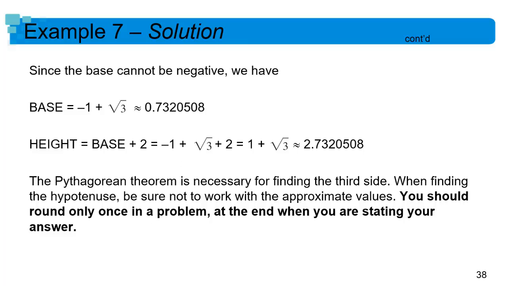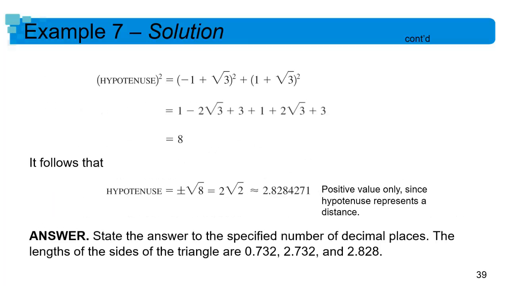Okay, but remember, these are supposed to represent the lengths of things, right? The length of the base. Is it possible to have a negative length? No, it's not. So -1 minus √3 doesn't work, but -1 plus √3 is a positive number. So that has to be the base. And then the height has to be that number plus 2. Then we can get the hypotenuse using the Pythagorean theorem.